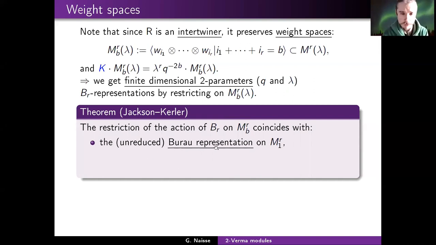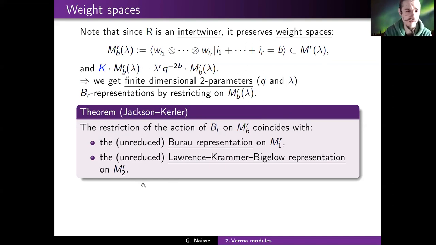Now, for people who know about the Burau representation, you might think that this sounds fishy because the Burau representation is a one-parameter representation, and here I have two. And the reason why it is still more or less equivalent is because all the structure constants that appear when I act with my R matrix on M_{1,r} will depend on lambda and will not depend on q. And so basically you just need to do a change of parameter. Say that the Burau representation depends on some parameter t, then you send t to something like minus lambda squared or something like this, and you get the same braid group representation.